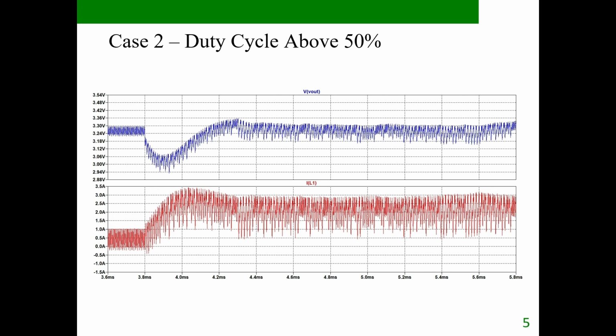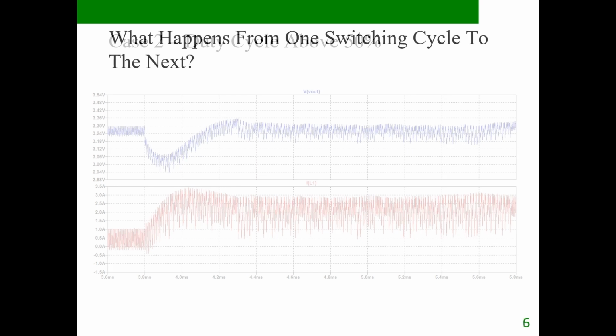The switching behavior now seems much more irregular. At this scale, it is difficult to determine exactly what is happening. However, it is already clear that something has changed inside the peak current mode modulator. To understand what is happening, we need to zoom in and examine the switching cycles individually.